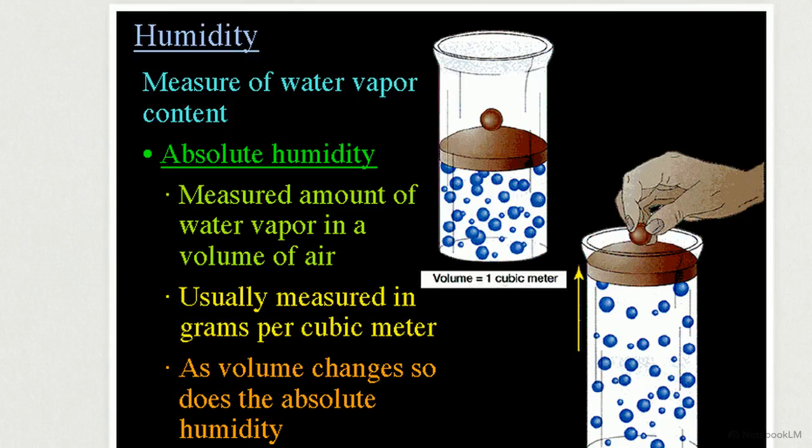This diagram illustrates absolute humidity perfectly. Looking at the top beaker, we can count the specific amount of water vapor contained in exactly 1 cubic meter of space, usually measured in grams.